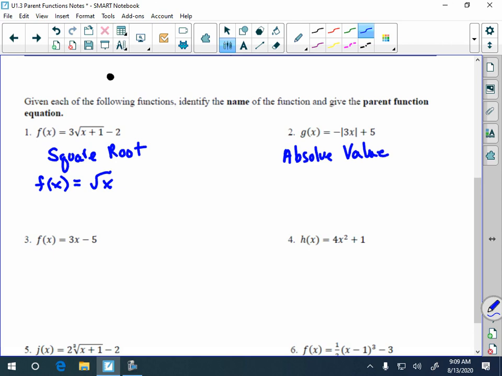Absolute value. And its parent function, its most basic function, if you strip away all the numbers, would be absolute value x.